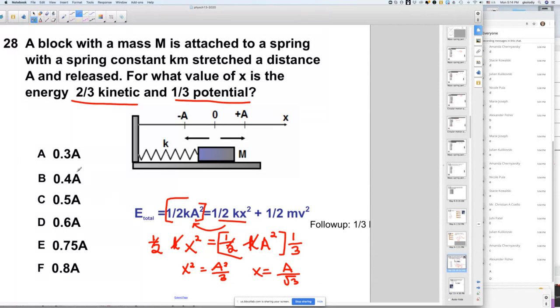Yeah, so it turns out that it's about 0.59, so the closest answer is here. Of course, a follow-up question, we're not going to do it. Maybe I'll save it for a test. How about the other way around? 2/3 potential, 1/3 kinetic, instead of 2/3 kinetic, 1/3 potential. Yeah, maybe I'll save that for the test.